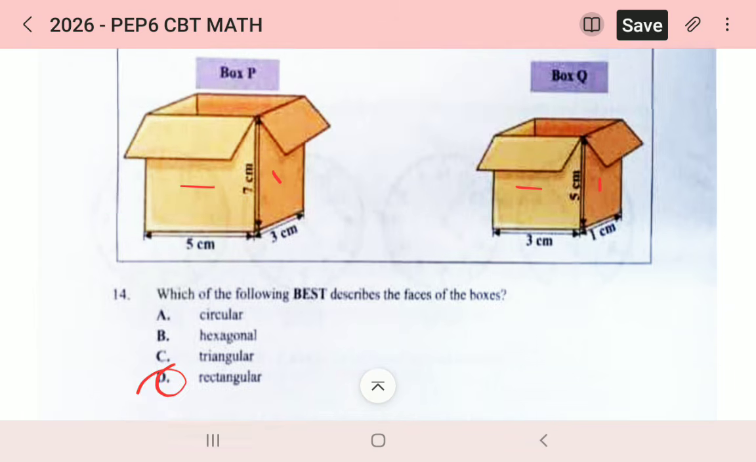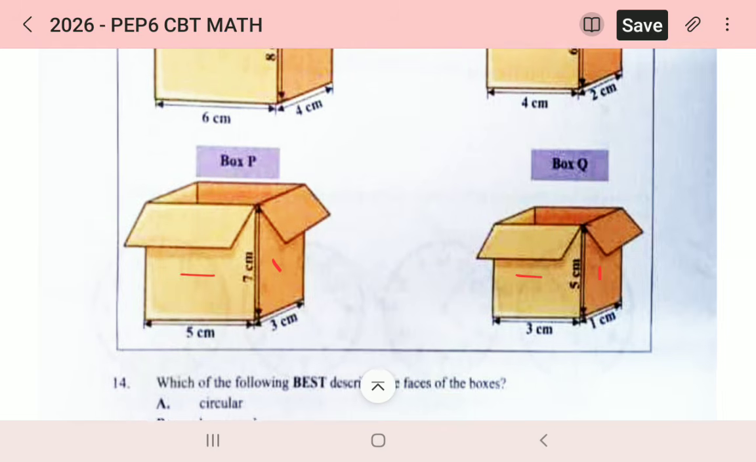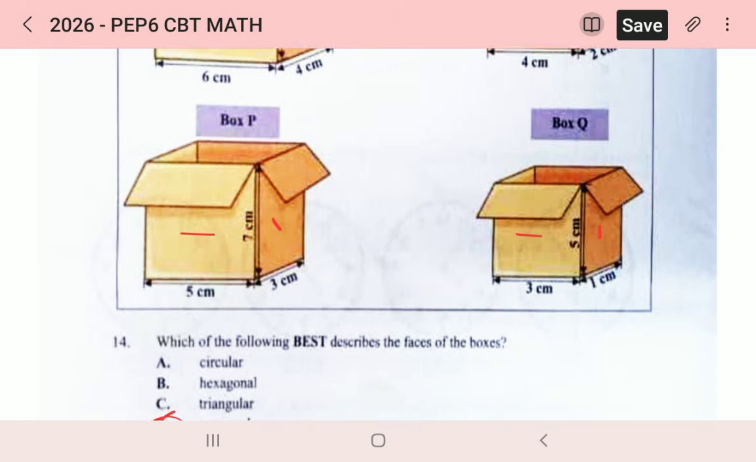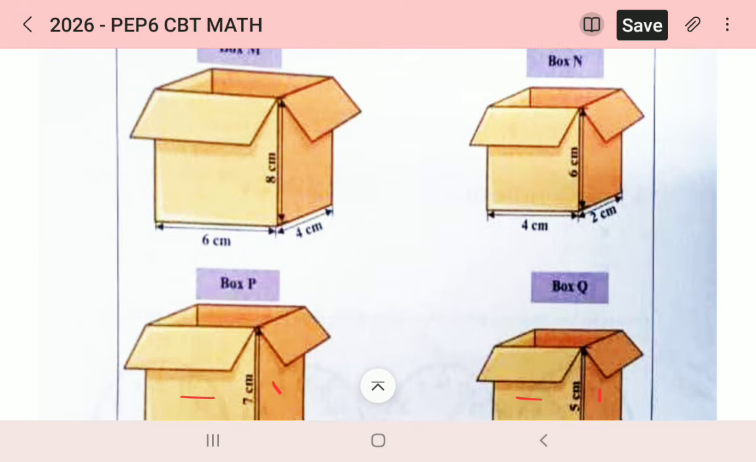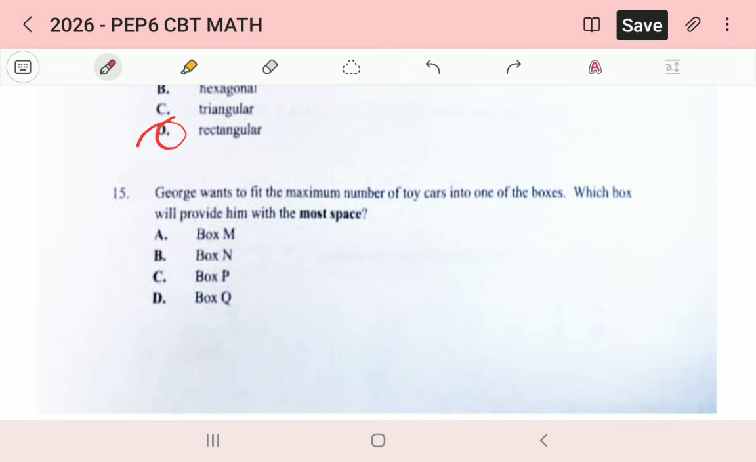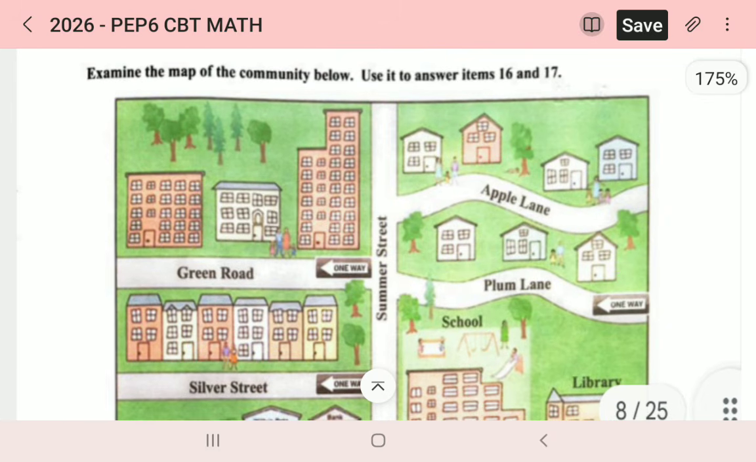It's already clear. If you look at the height of the other boxes, this is the tallest. The base, the same thing. This is the widest. And going across here, it's also so. Without even doing the calculation, you're seeing that box M is the biggest of them all, that will hold the most cars. So you don't have to waste time calculating. Examine the map of the community below. Use it to answer items 16 and 17.